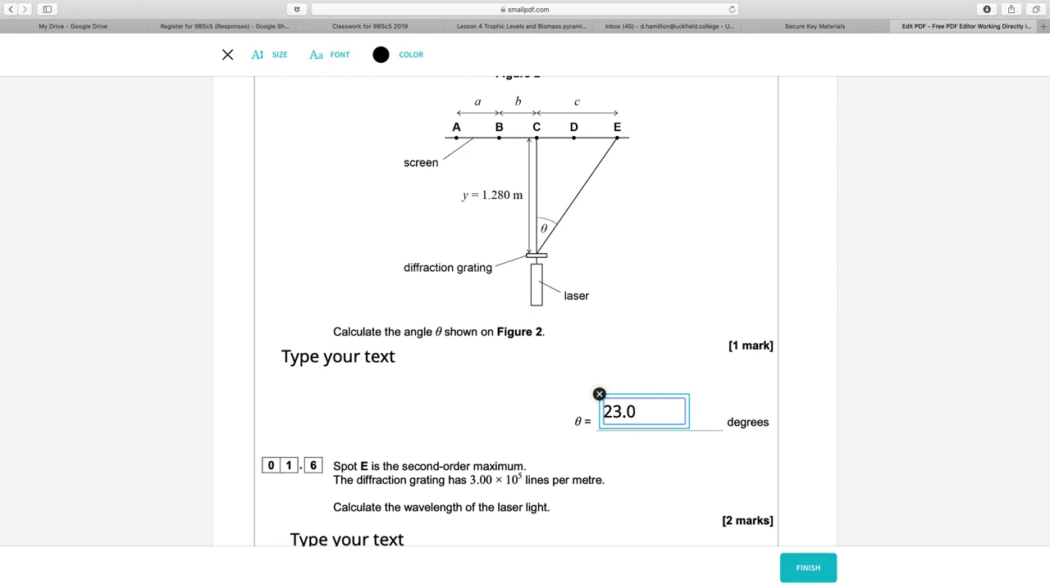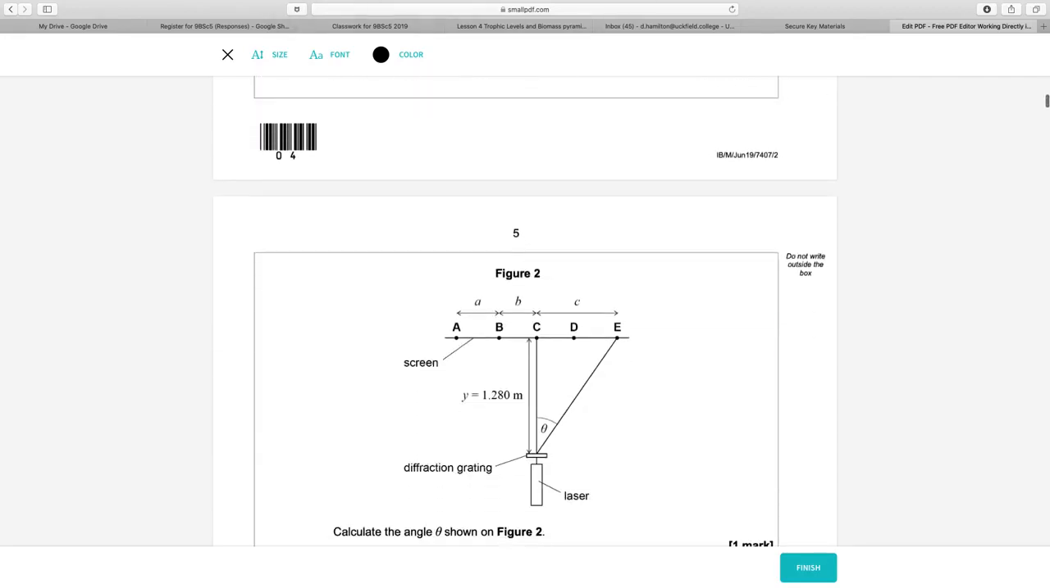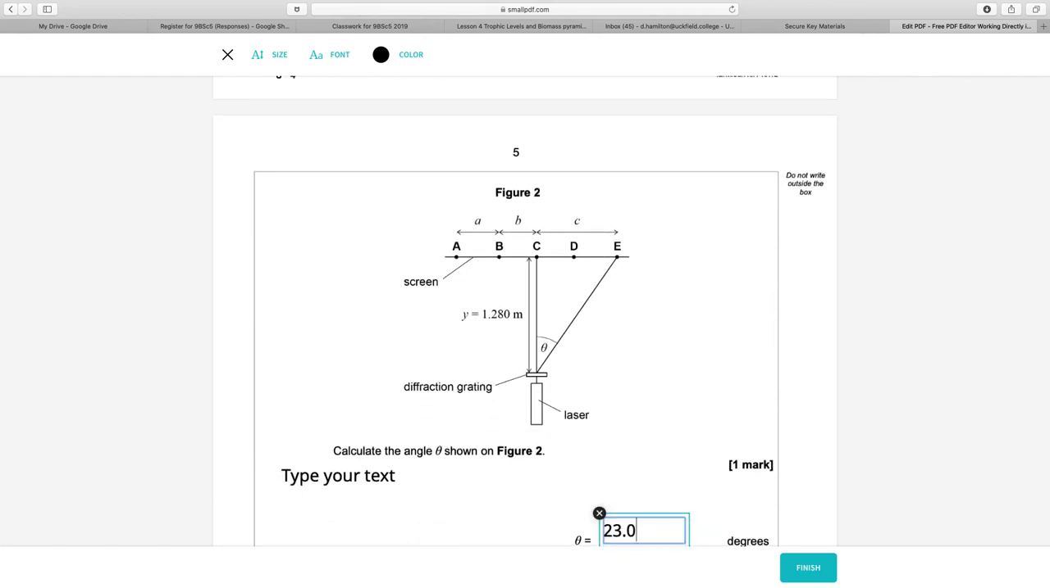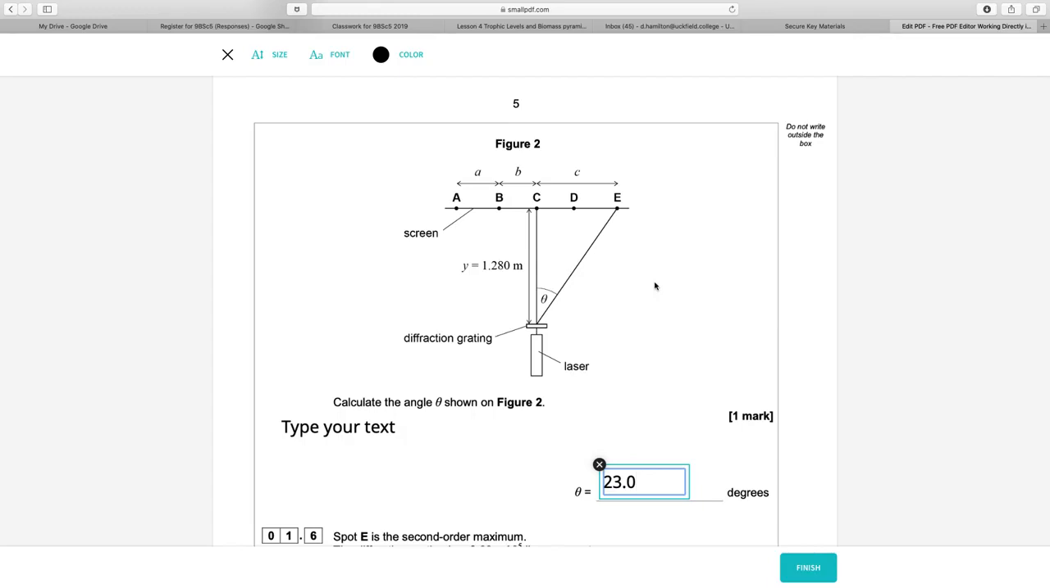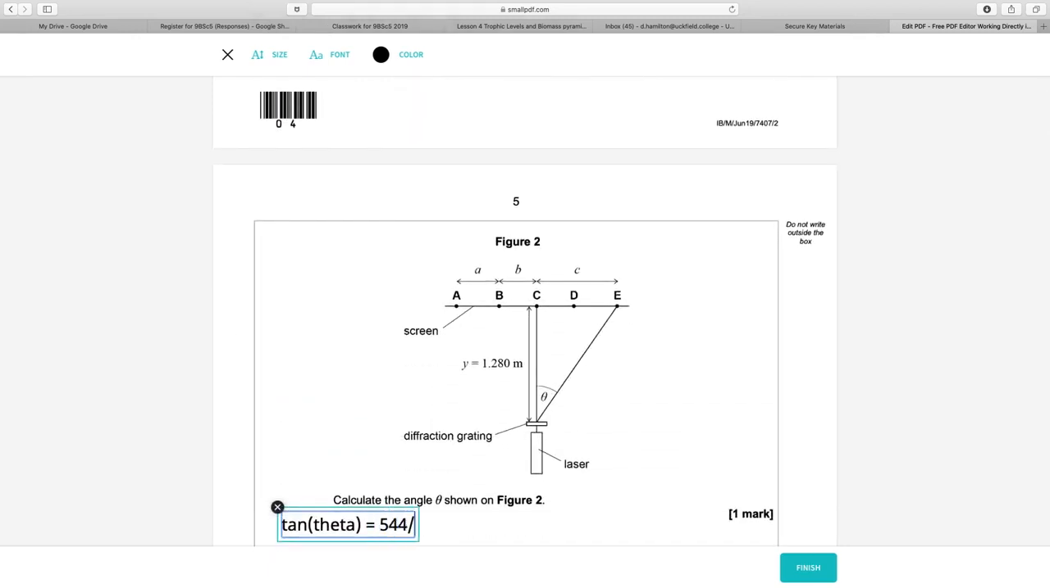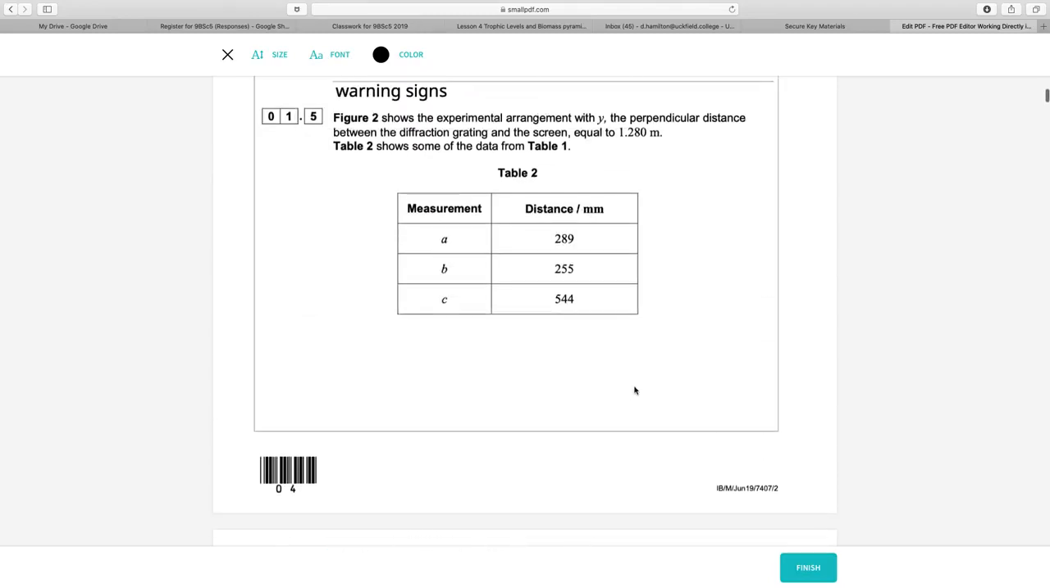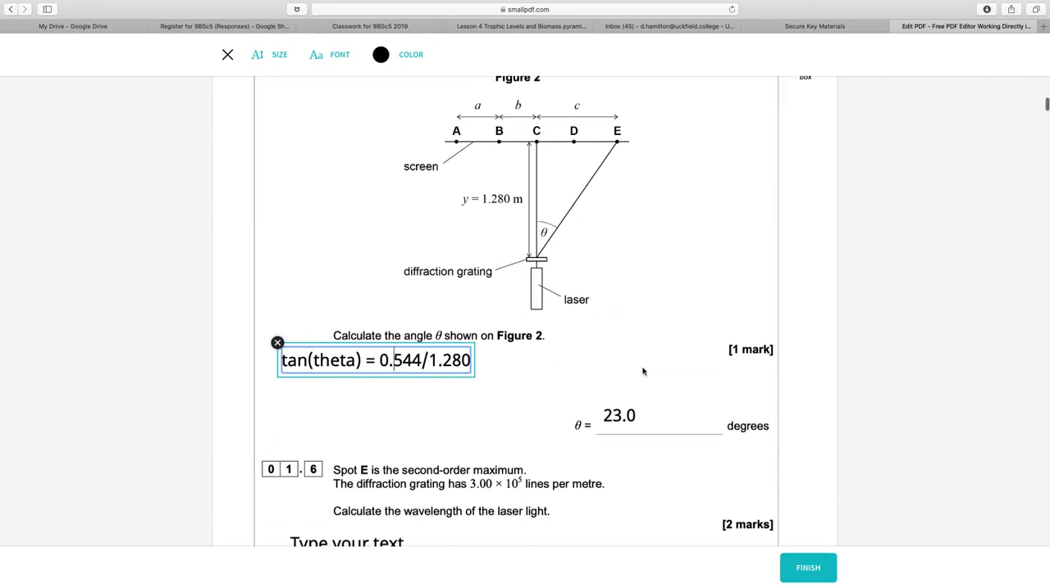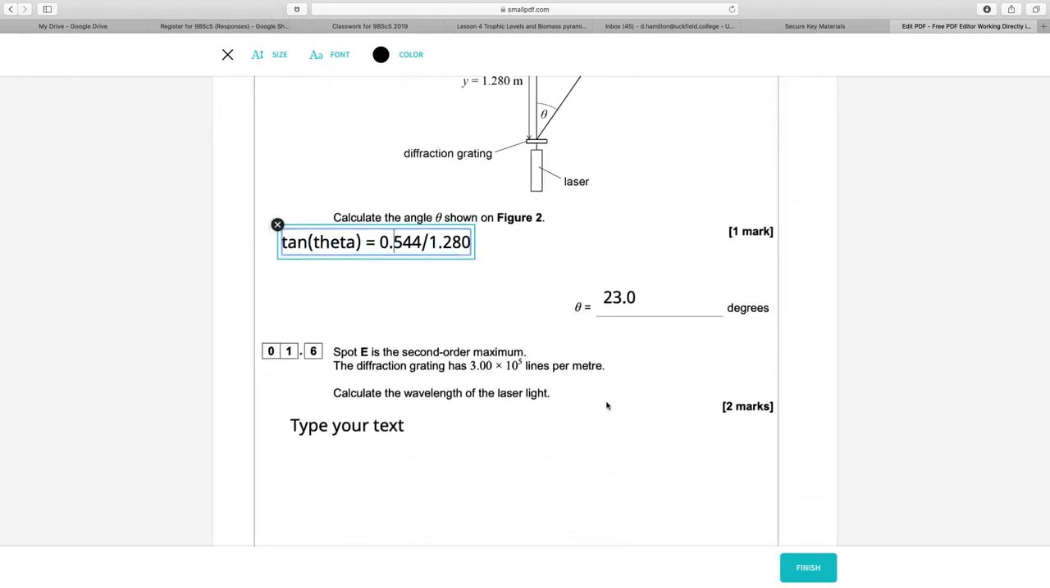23.03 sig figs. You have C to 3 sig figs, so I would give my answer to 3, because that's to 4. I've done tan of theta, I can't do symbols here, is 544 divided by 1.280. Sorry, it's 0.544 over 1.280, because that is in millimeters and that is in meters. So 0.544, giving me 23 degrees.